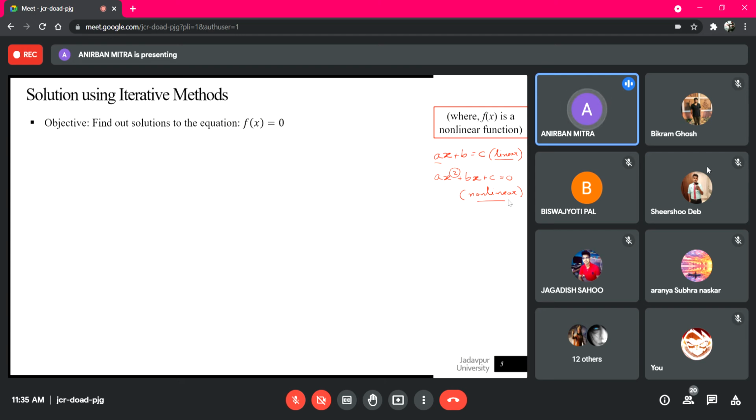So that is the definition of a general nonlinear function. So f(x) here is a nonlinear function, and what we are looking for is the roots of this equation f(x) equal to 0. What is meant by the root? It means that we are looking for a value of x which, when substituted in this equation, would evaluate to 0. So that is the solution or root of the equation.